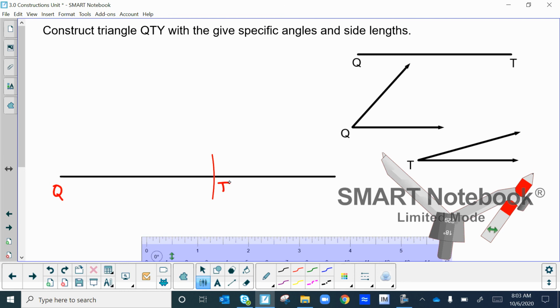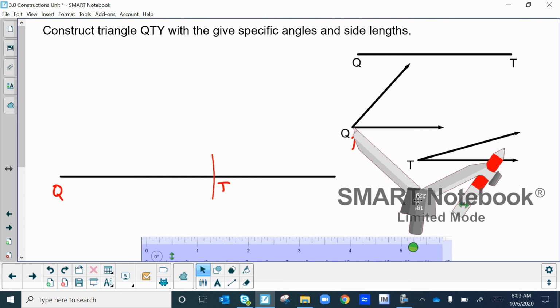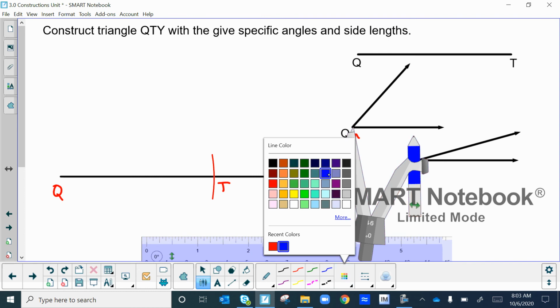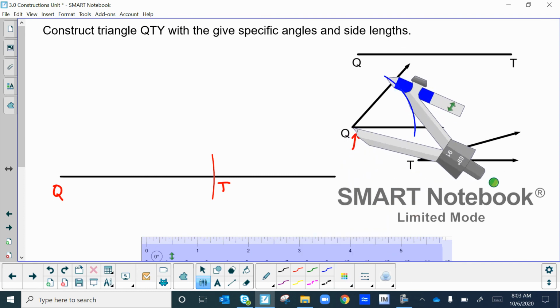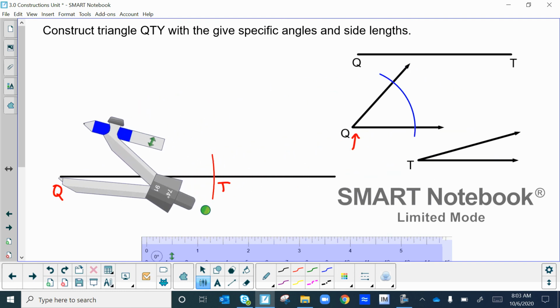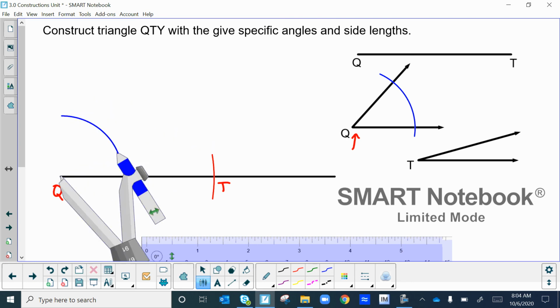There we go. So I have QT so far. Okay, so since Q is over here in this bottom corner, and I know that this angle right here needs to be the measure for angle Q as part of our triangle, I'm going to copy this one next. So you're going to need to remember how to copy an angle. Okay, so let's change colors just so you can see that. So remember, copying an angle, you put an arc on the angle that you want to copy. Then you're going to come over here and do that same arc.